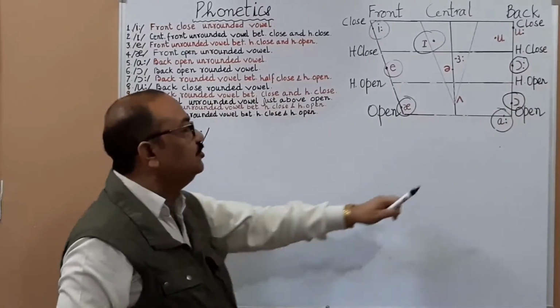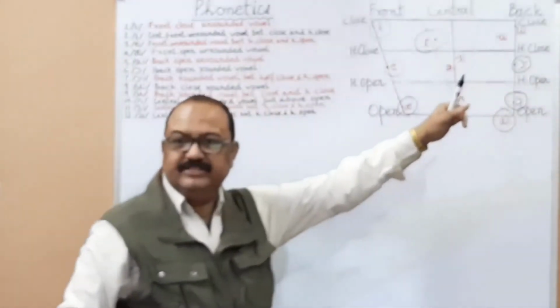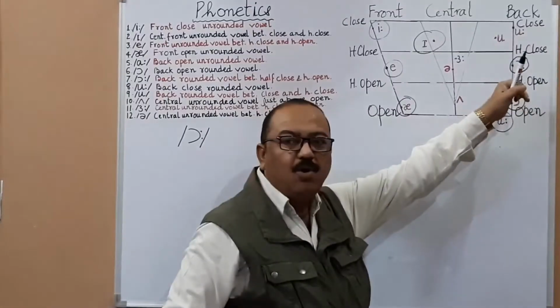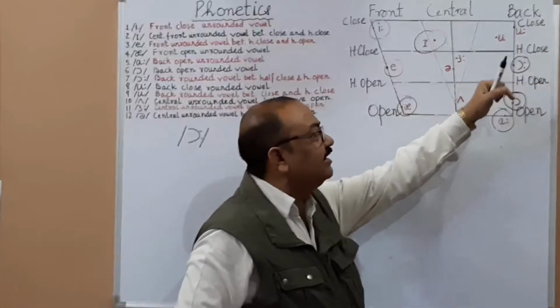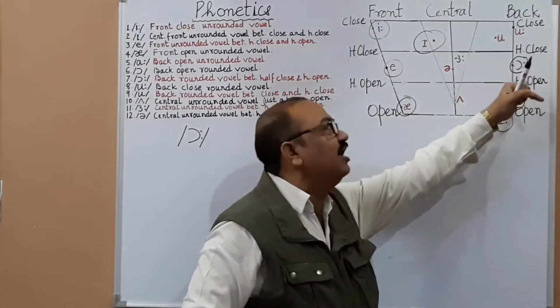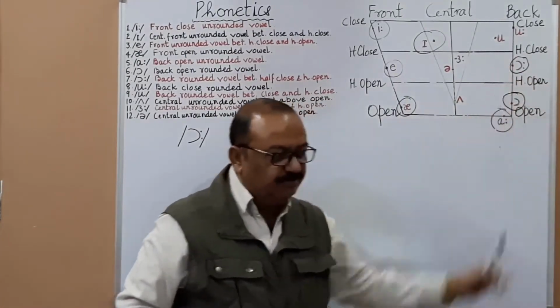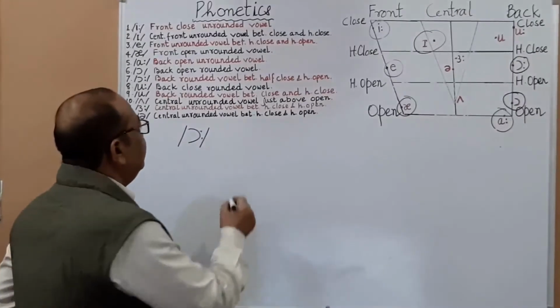If I ask you the three-term description, what will you say? What is the three-term description of this? Back rounded vowel, very good. Between half open and half closed. Between half open and half close. Very good. Very nice. Now the final position.